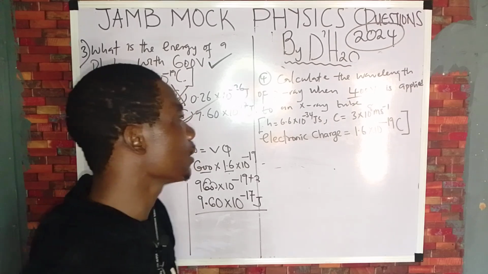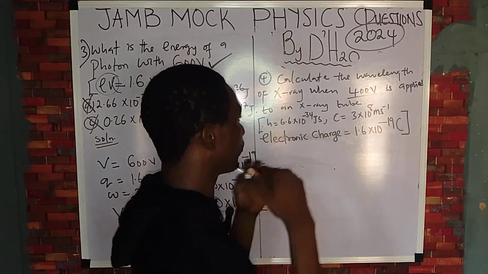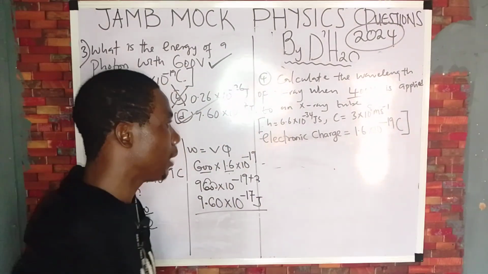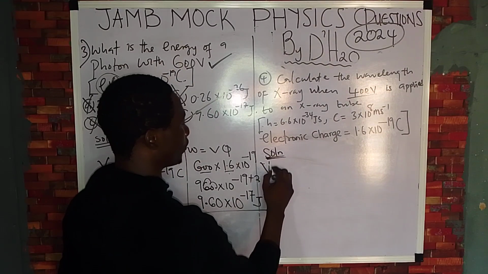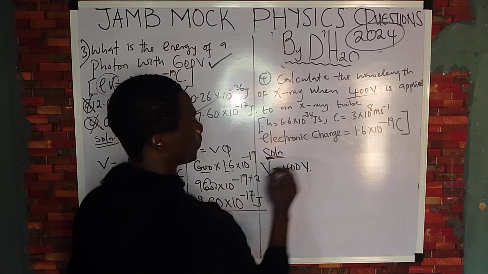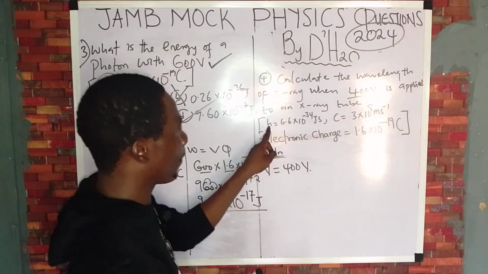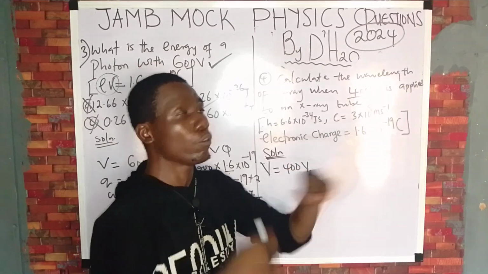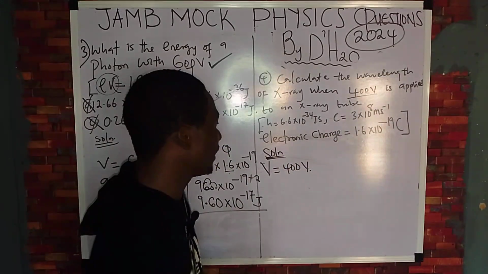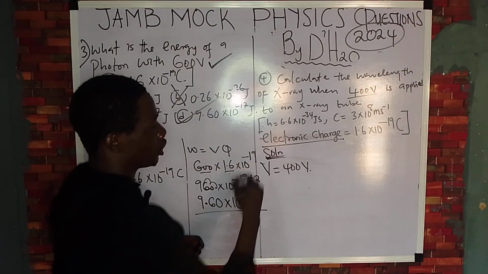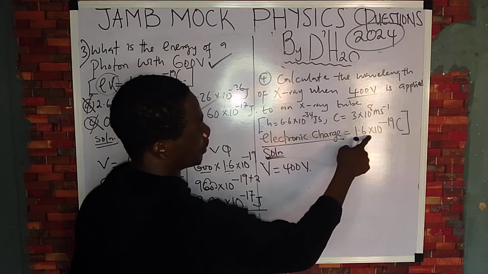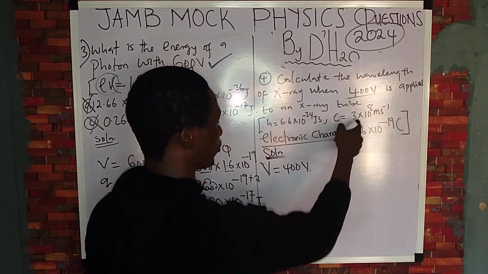What is the wavelength of an X-ray when 400 voltage is applied? So our potential difference V is 400 volts. Now they gave us our Planck constant, they gave us the speed of the photon, which is the speed of light, and they gave us our electronic charge. Our charge is 1.6 times 10 to the minus 19 coulomb, and this is the speed of light.